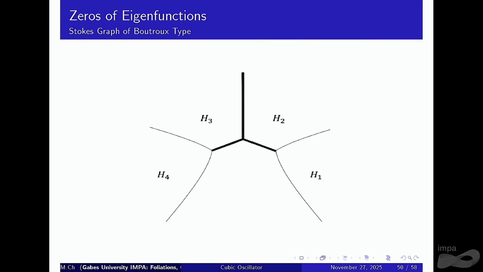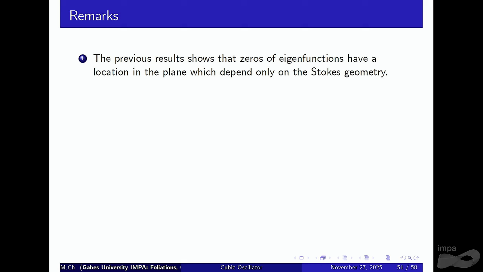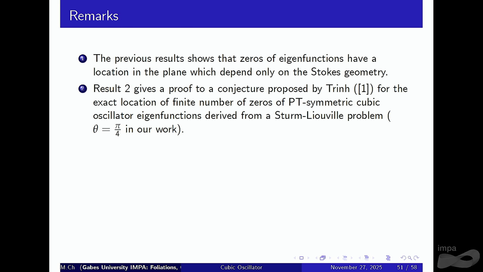And in the third case, for example, if the solution is subdominant in H4 and H1, the set of zeros will be connected. In this form, the zeros will be here and here. So our result proves that the location of zeros depends only on the Stokes geometry. Our result gives a proof to a conjecture proposed by this author in the case of the Sturm-Liouville equation with PT symmetry.